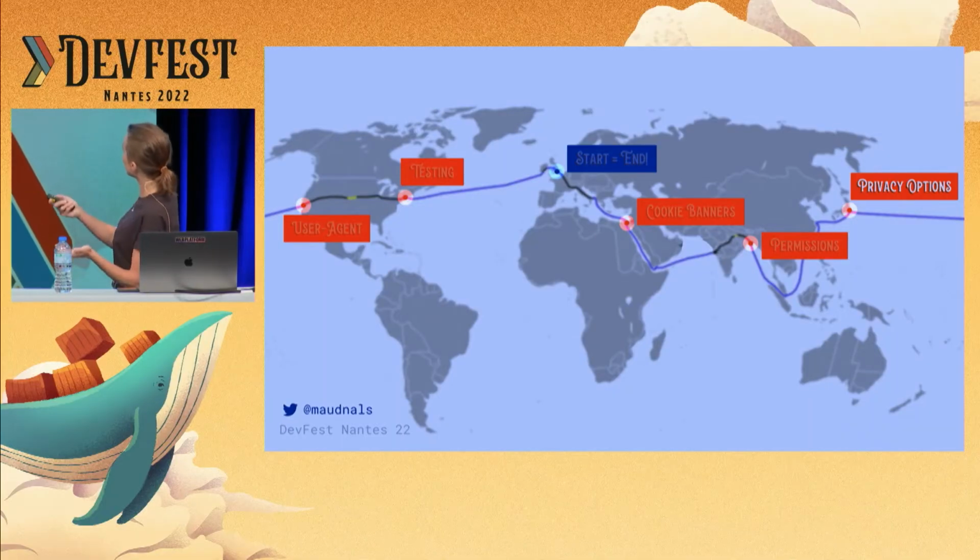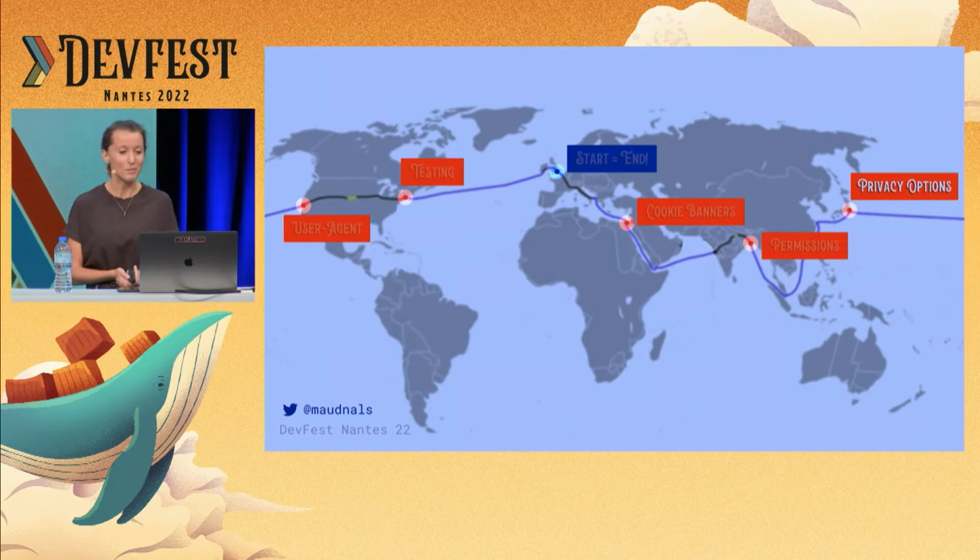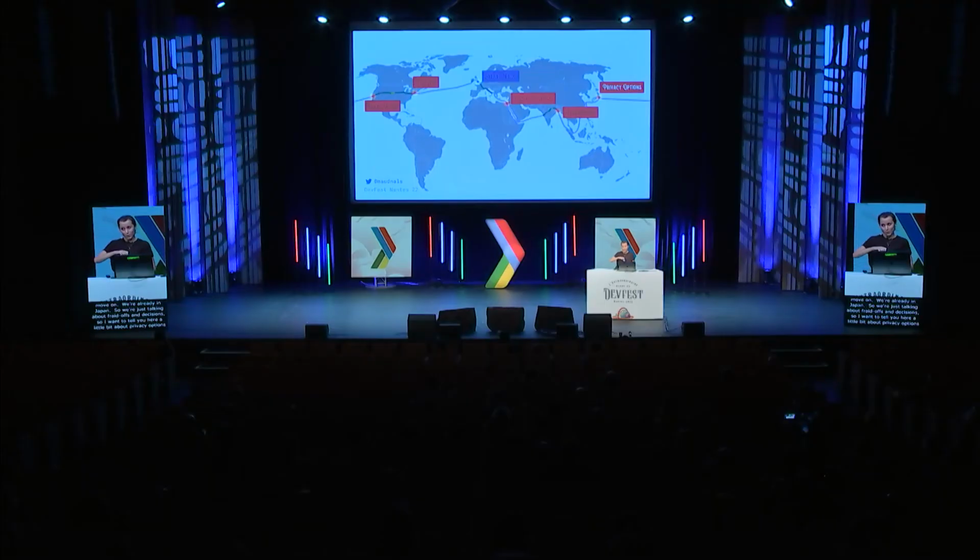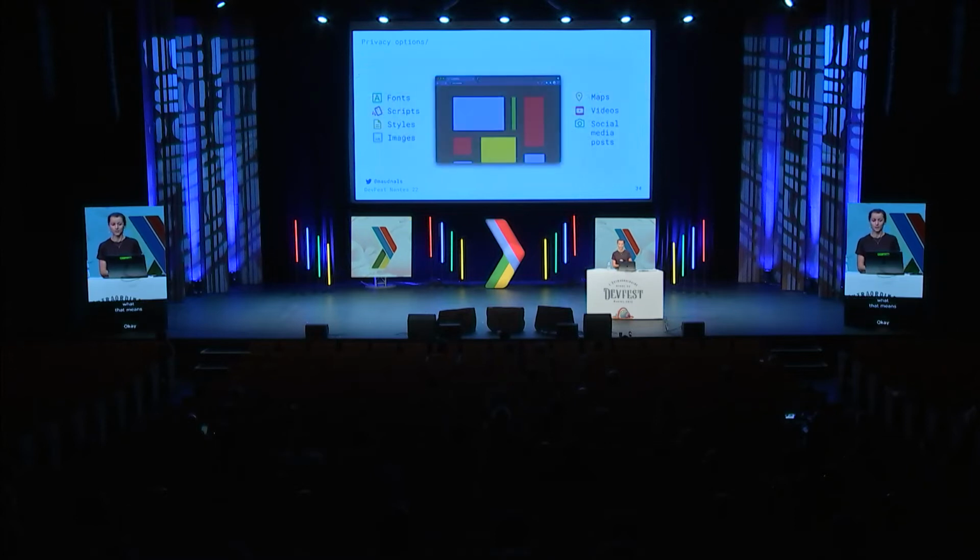All right, so with this, let's move on. Where are we here? Yeah, we are already in Japan for privacy options. So we're just talking about trade-offs and decisions. I want to tell you a little bit about privacy options. I'm going to take a sip of water and let you think about what that means. Okay, so privacy options, what does that mean?